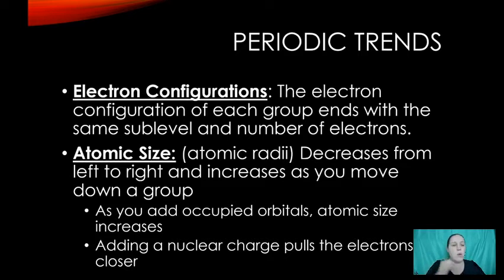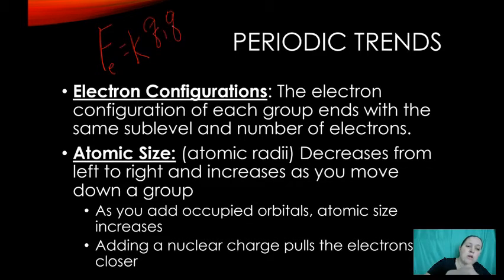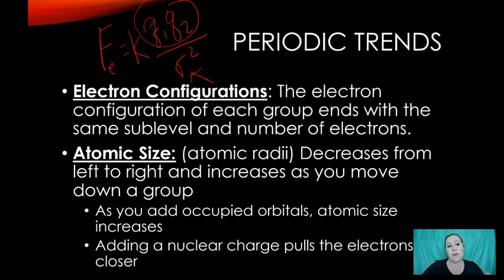But here's the kicker. As you go from left to right, and hopefully you learned this in your lab, you're adding charge in the center, but you're also adding charge on the outside. We've learned this law called Coulomb's law, which tells us that our electrostatic force is equal to k, a constant, times Q1 times Q2 over r squared. So I've increased the charge, the numerator, but I have not changed my radius, because I'm adding those electrons to the same exact energy level. Since I haven't changed my radius, my force goes up, and that causes the atom to pull in. So as you go from left to right on the periodic table, you actually decrease in size.